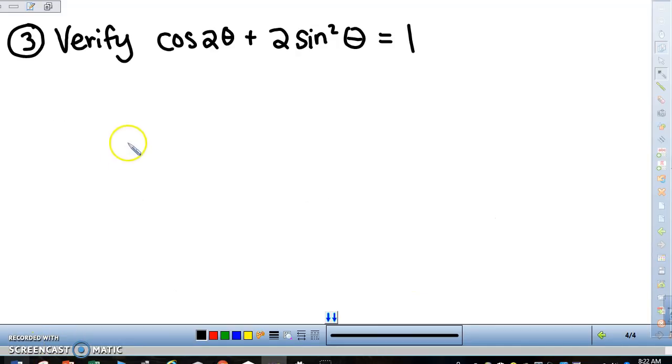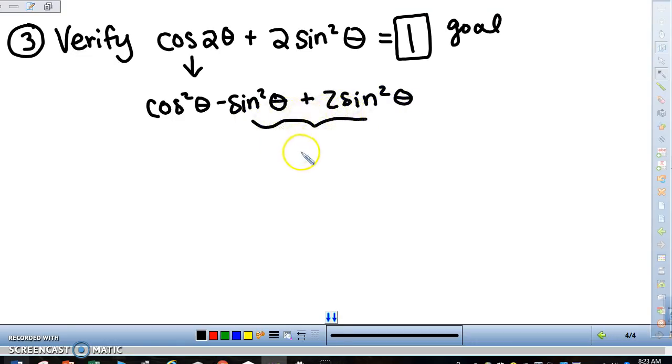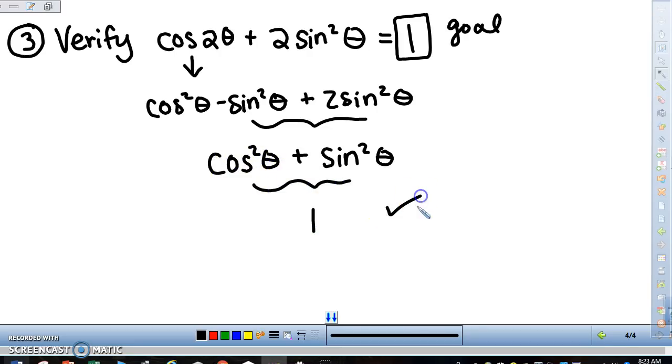All right, next we're going to see how we can verify an identity using the double angle formula. So in this identity, our goal is going to be to show that the left side is equal to 1. Let's go ahead and rewrite cosine 2 theta as cosine squared minus sine squared. When we bring down the other part, we could put together the negative sine squared plus 2 sine squared equals positive 1 sine squared. Bring down our cosine squared, and this is our Pythagorean identity. That equals 1.